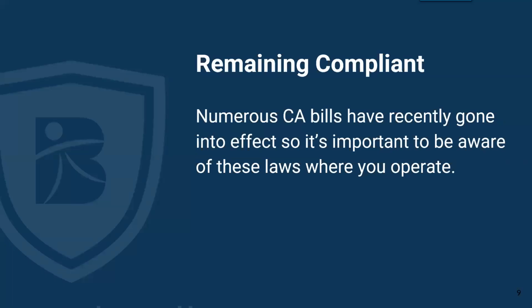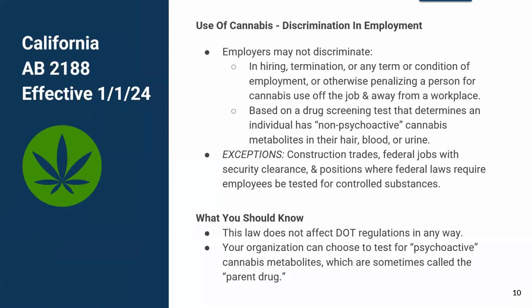Numerous California bills have recently gone into effect, so it's important to be aware of these laws where you're operating. I know that you just recently went through a pretty in-depth training on California AB 2188, so I won't get too far into this, but I'll touch base on what the law is and give you some perspective from a consumer reporting agency side and some feedback we've received from clients, as this law took effect on 1/1/24. Employers may not discriminate in hiring, termination, or any term or condition of employment, or otherwise penalize a person for cannabis use off the job and away from the workplace.